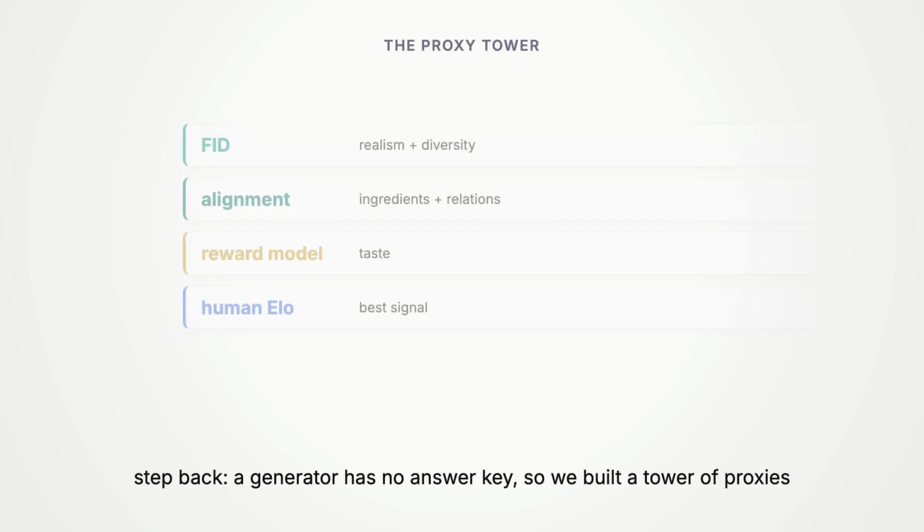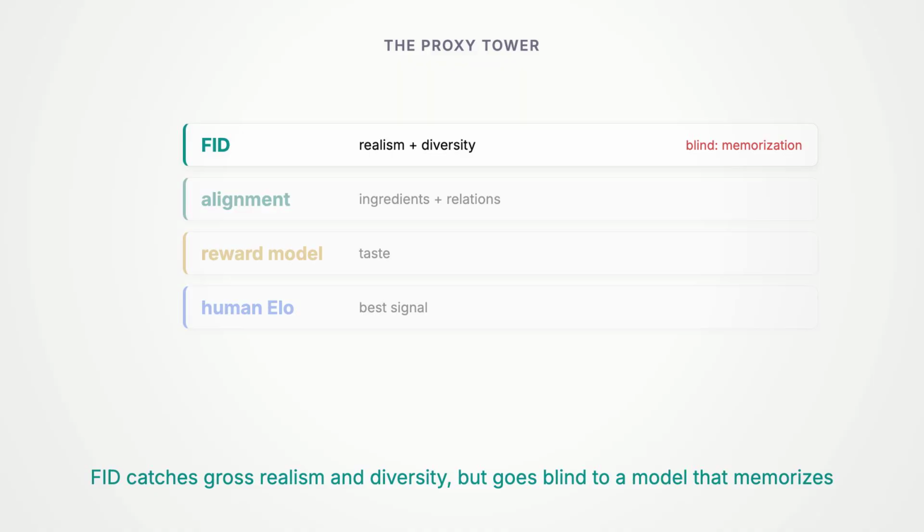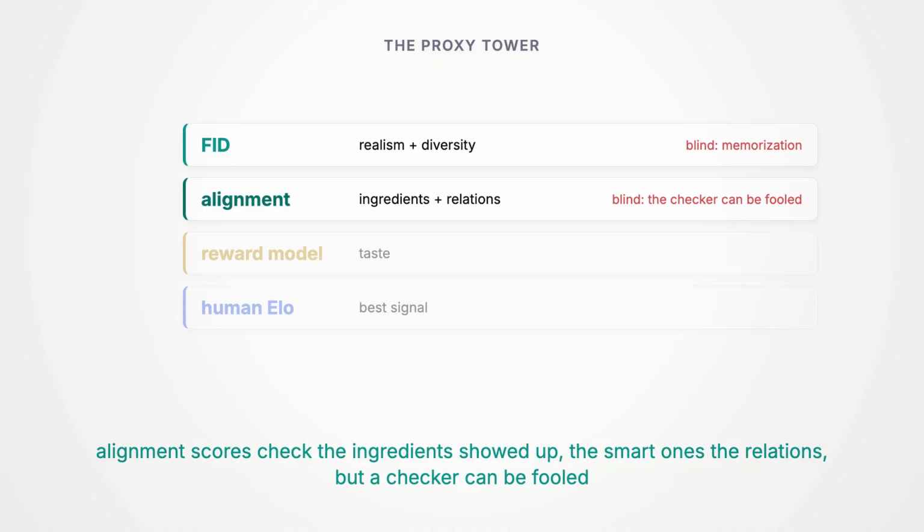So step back and look at the whole shape of it. A generator has no answer key, so we built a tower of proxies, and the real skill is knowing exactly how high up that tower you can trust. FID, the distribution distance, catches gross realism and diversity, but goes blind to a model that memorizes. Alignment scores check that the prompt's ingredients showed up, and the smarter ones check that they are in the right relationships, but a checker can be fooled.